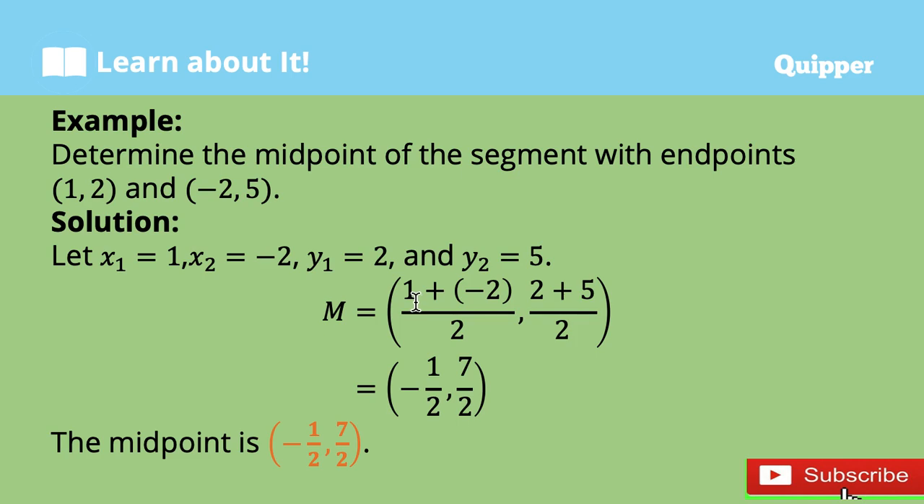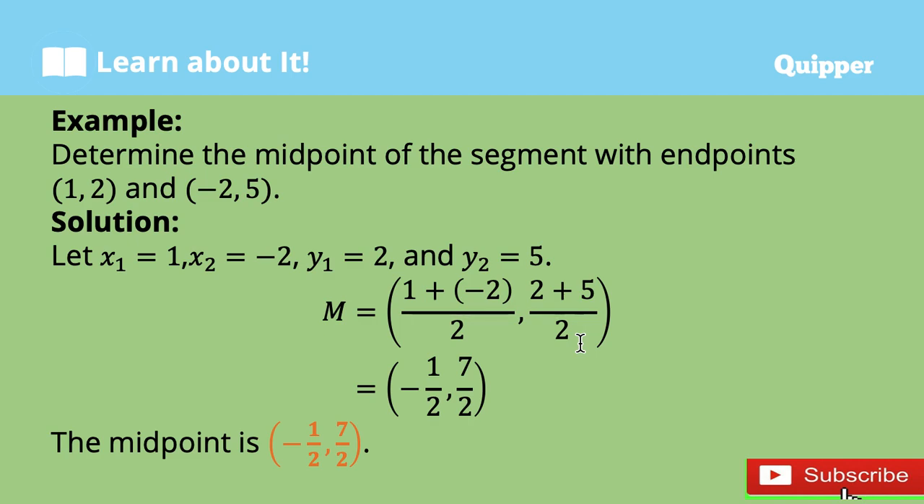We have x sub 1 is 1 and x sub 2 is negative 2. Then divide it by 2. Next, for the y component, just add the two y's. Y sub 1 is 2 and y sub 2 is 5. So you have 2 plus 5 divided by 2.